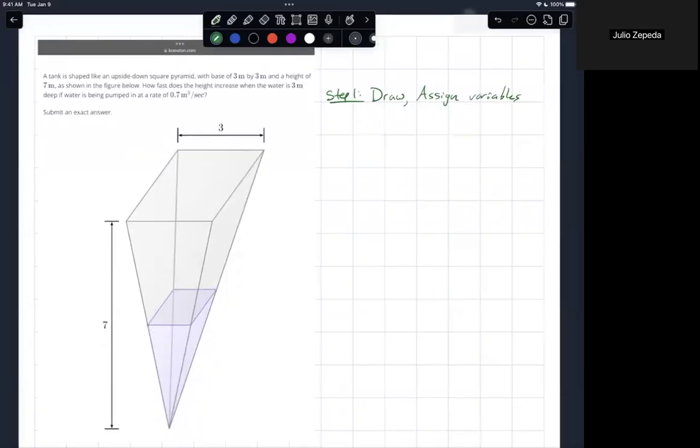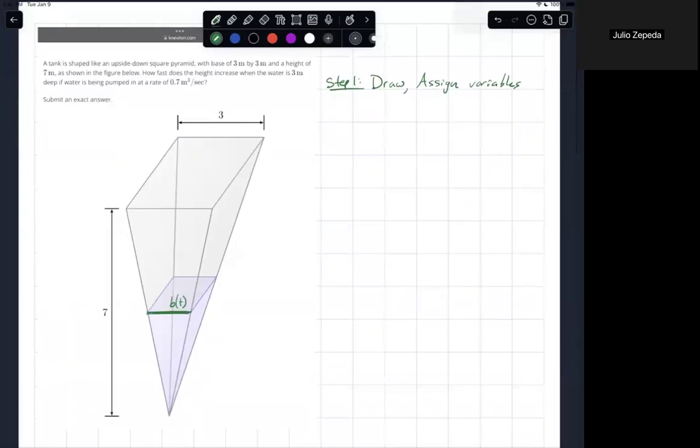Okay, so what variables can we assign here? Well, there is this length here that goes across this square pyramid. We can call that B, the base length of the water. The water also forms a square pyramid, and we can see that as the water is being pumped in, that base length, as this thing fills up, is going to increase. So B is actually a function of time, so we can call it B of t also.